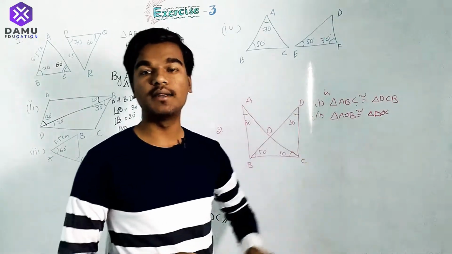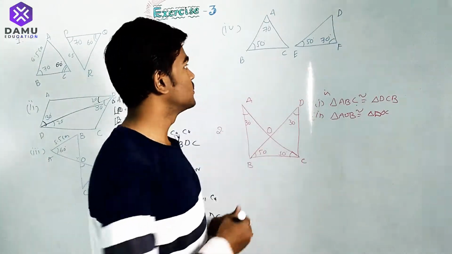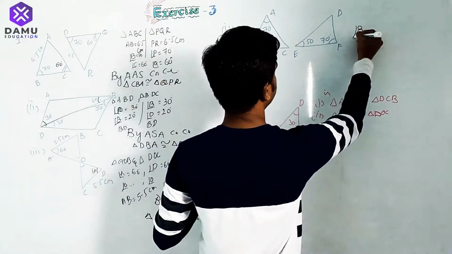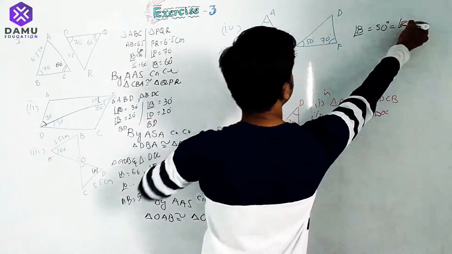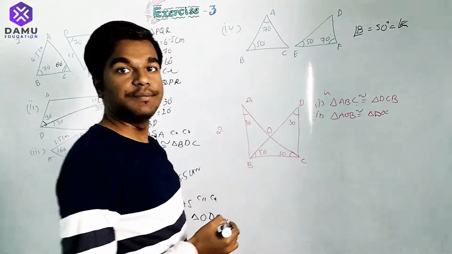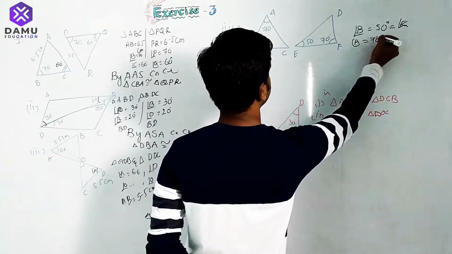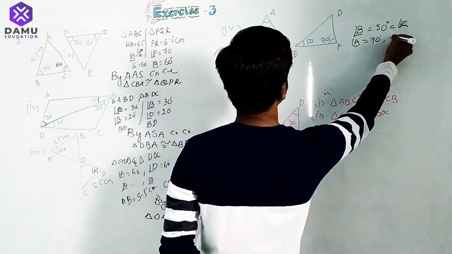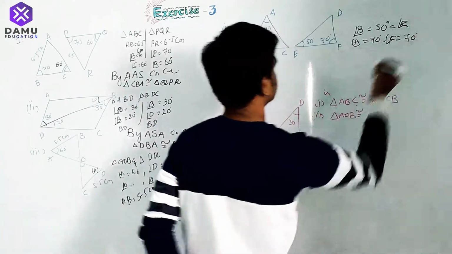There is no other measurement. We cannot find by two angles. So let angle B be equal to 50, that will be equal to angle E. Next, angle A will be equal to 70 degrees, angle F will be equal to 70 degrees.